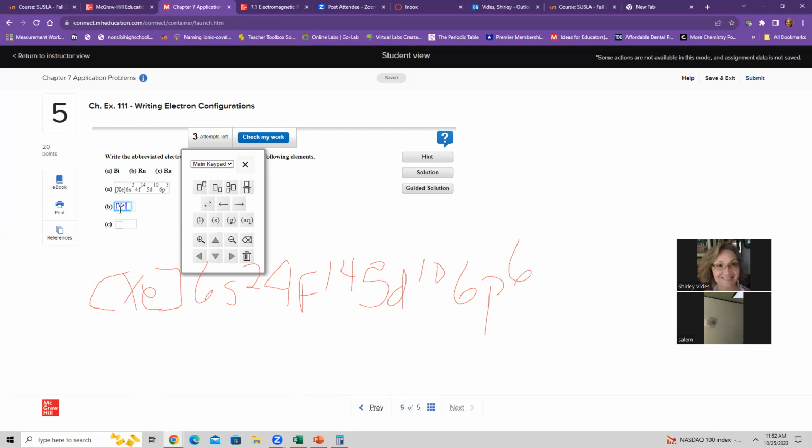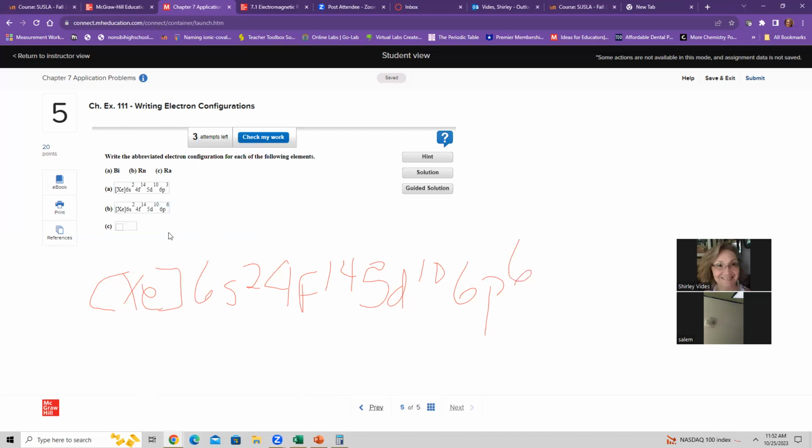And then we got 6s, go up 2, and down. 4f, go up 14, bring it down. 5d, go up 10, bring it down. And 6p, go up 6, bring it down. And that's it. Then the last one is radium.